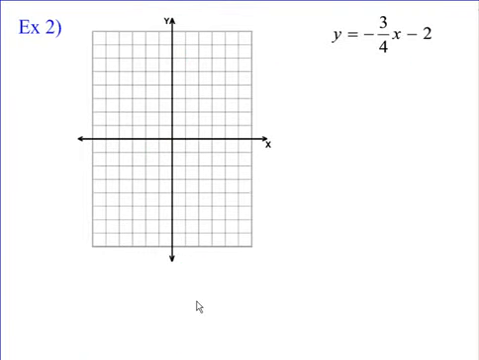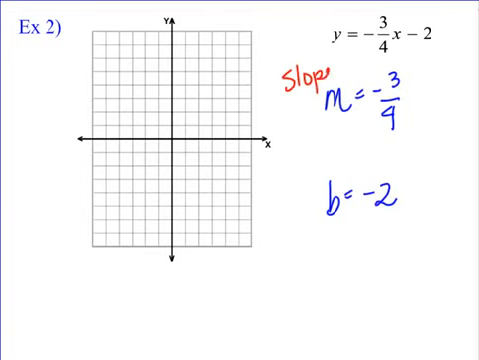Let's try it again here in example number 2. We're looking at y equals negative 3/4 x minus 2. Let's find the slope and the y-intercept. Again, here we take the slope. It's the number next to the x, negative 3 over 4. And the y-intercept is negative 2. Slope, y-intercept.